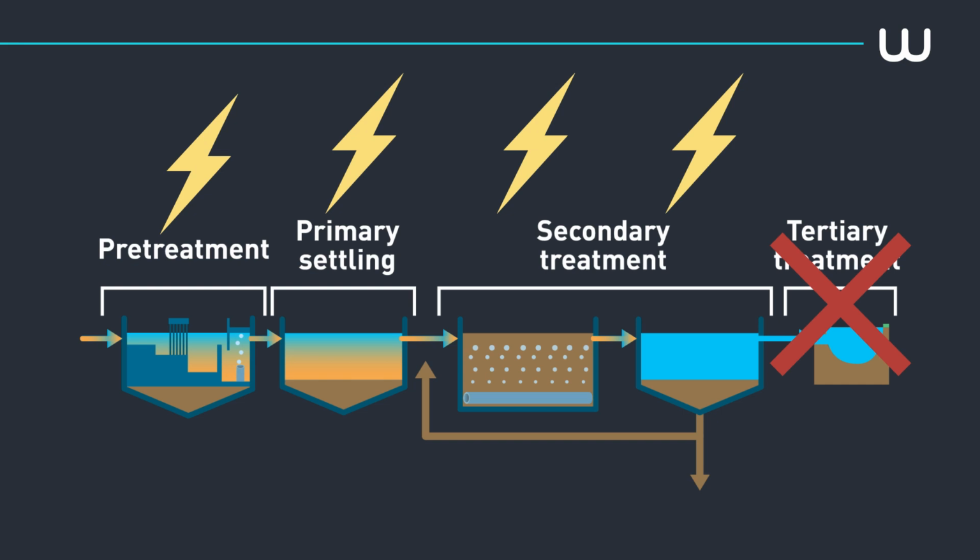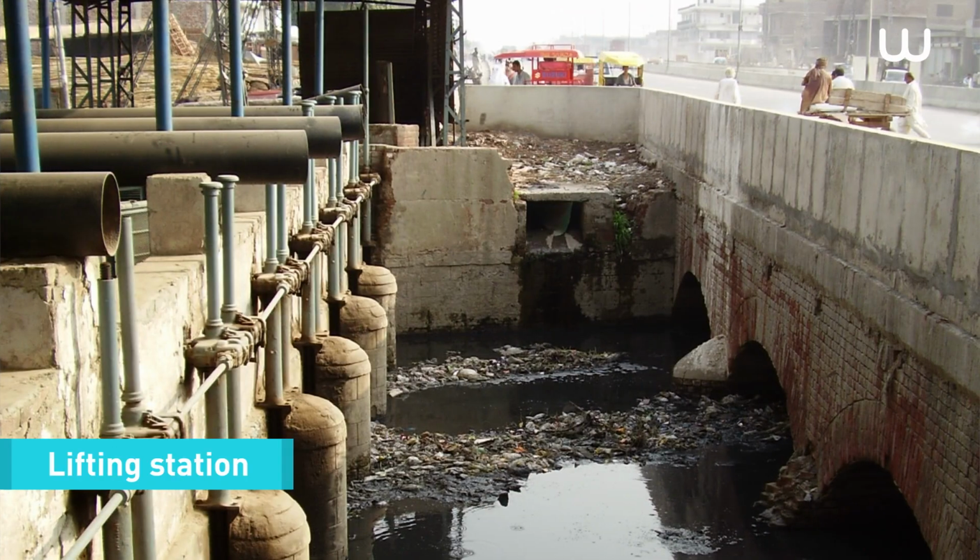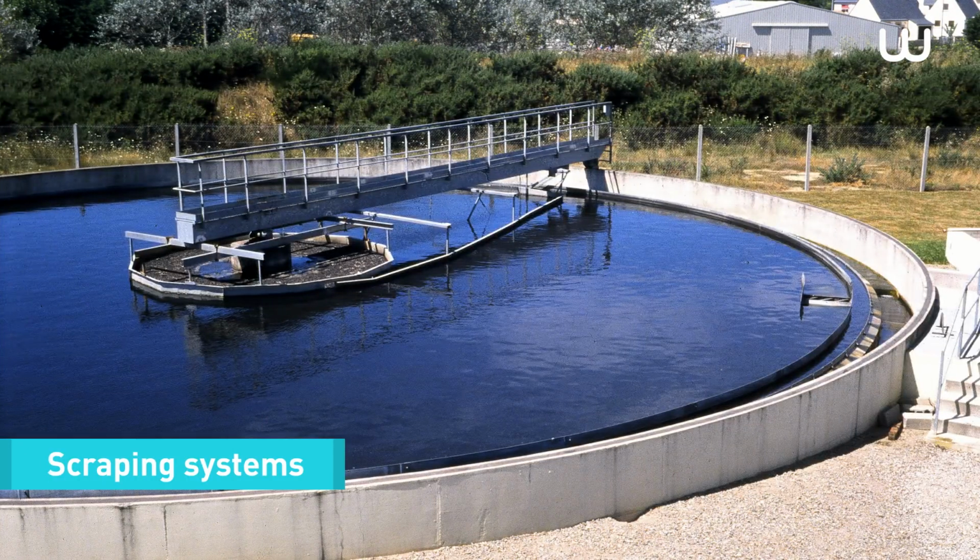At each of the stages, electricity is consumed so that the plant's various electrical and electromechanical equipment can function. We mainly find a lifting station to supply the plant with wastewater to be treated, scraping systems such as scraper bridges concentrate the sludge in primary and secondary settling tanks.